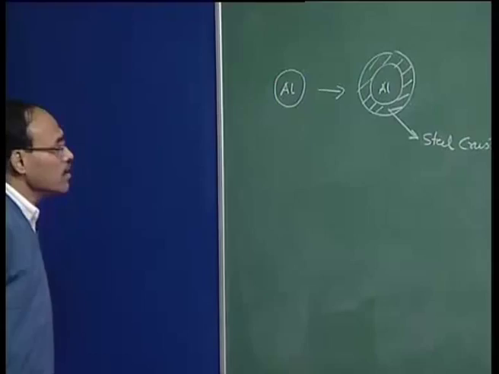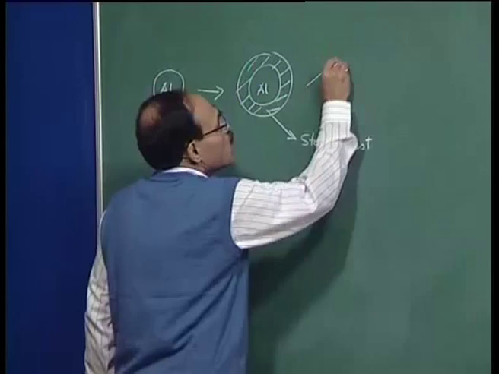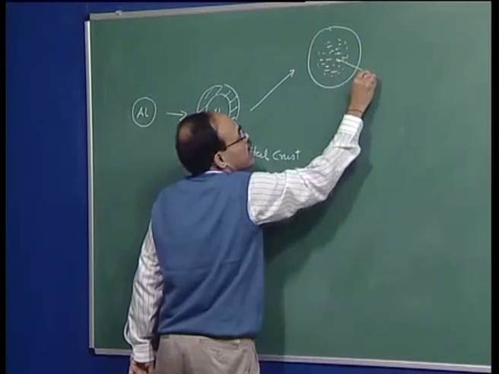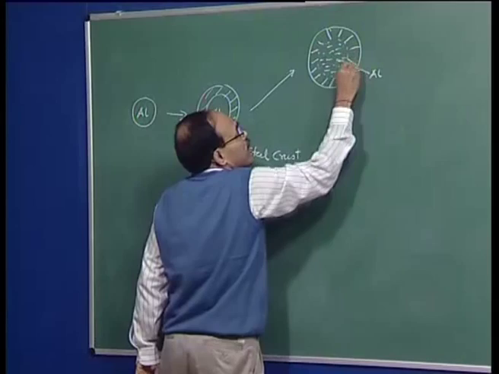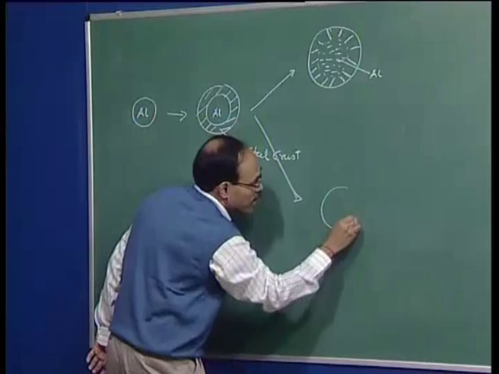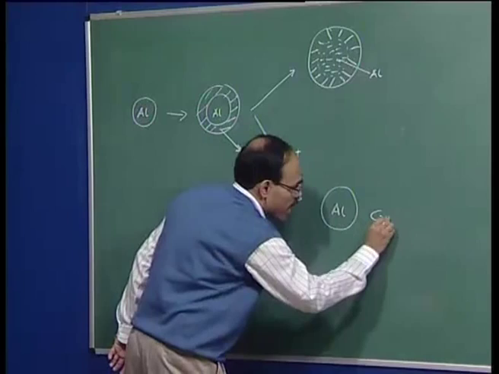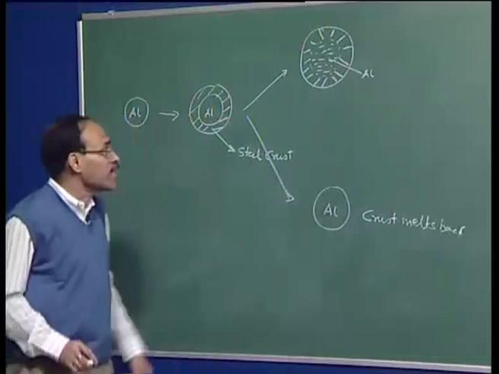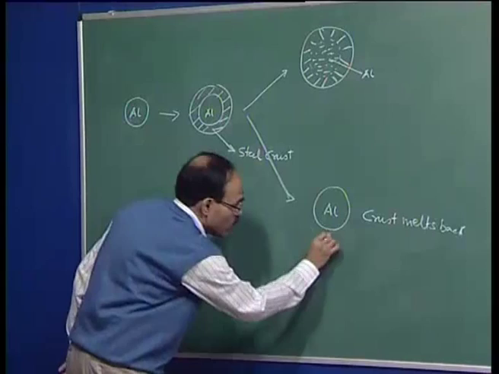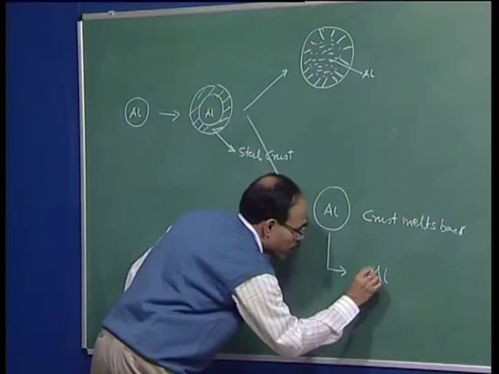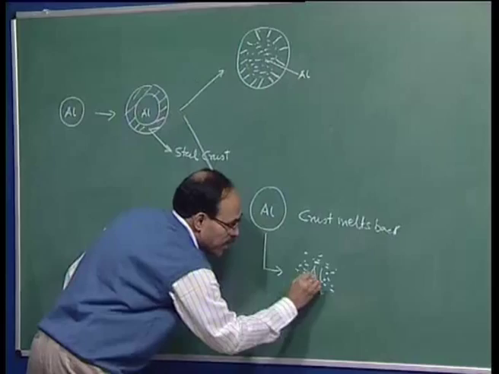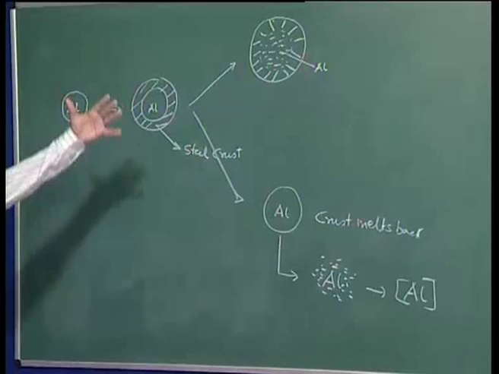Now, there are two possibilities. Within the crust itself, we can have the aluminum already melted. This is one possibility, and this we say is aluminum, and this is the solid crust. The other possibility is that the crust melts back, and the solid aluminum is released. These two possibilities will again depend on the bath superheat, etcetera. But in any case, the aluminum will become aluminum liquid, and then it is going to go to aluminum in the dissolved state. So, these are basically the way a solid projected into steel is going to behave.